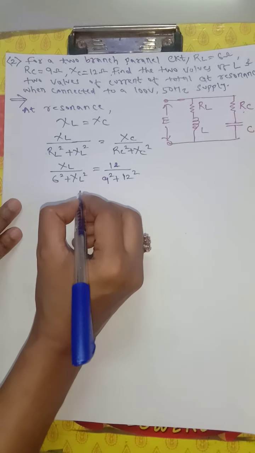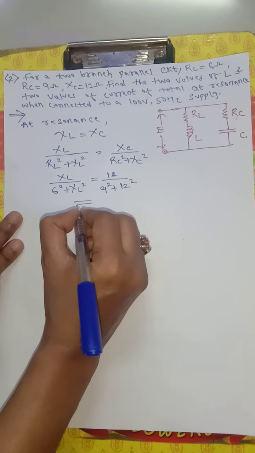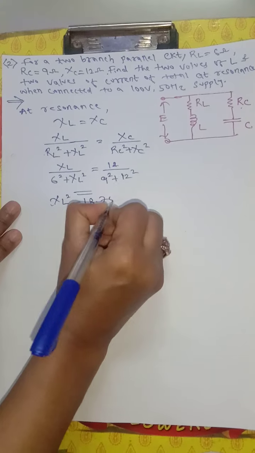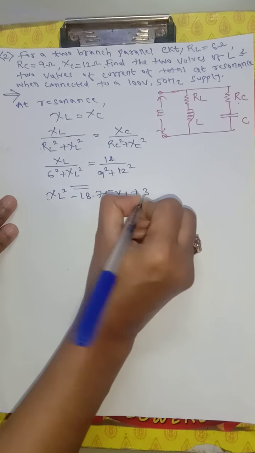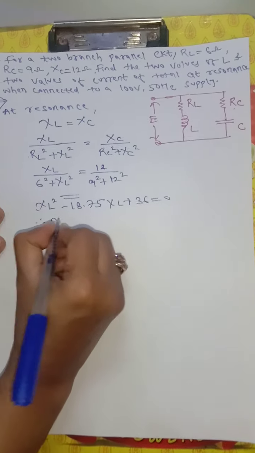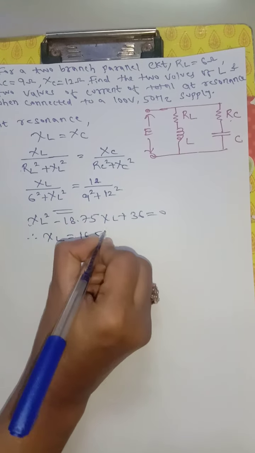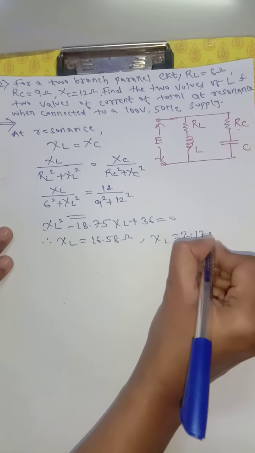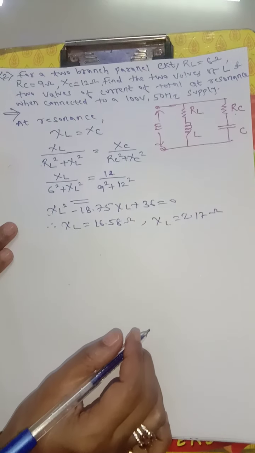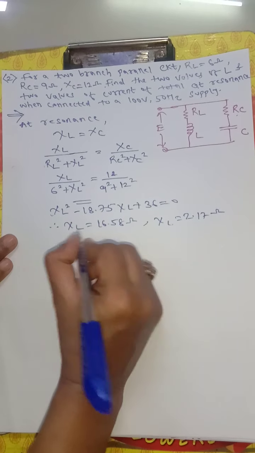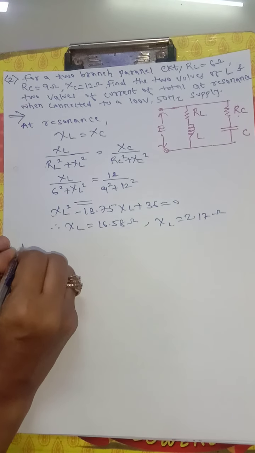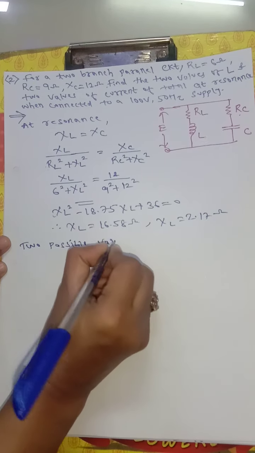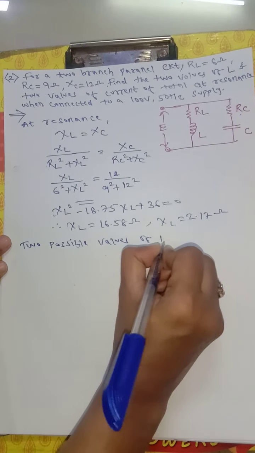So you will get a quadratic equation after simplification of this. You will get XL square minus 18.75 XL plus 36 is equal to 0. So you will get two values of XL. One is 16.58 ohm and the other XL is 2.17 ohm. Okay, so in this way, for the two branch circuit we are getting two values just because of this XL. So definitely two possible values of inductor.